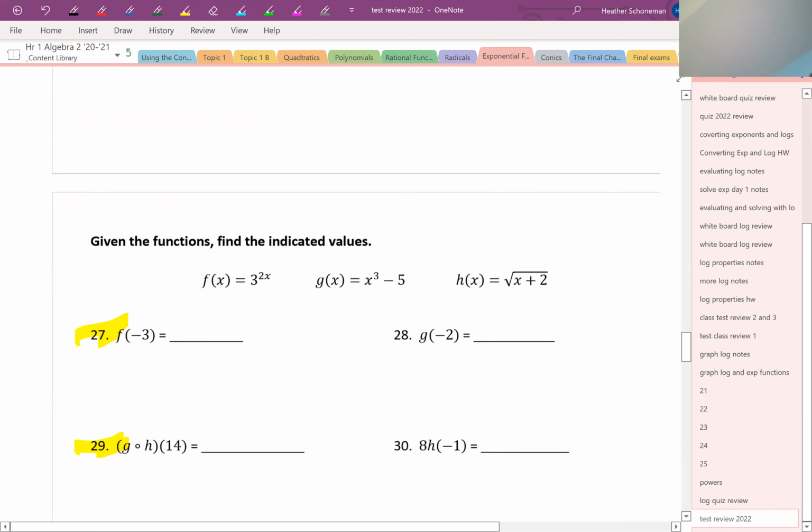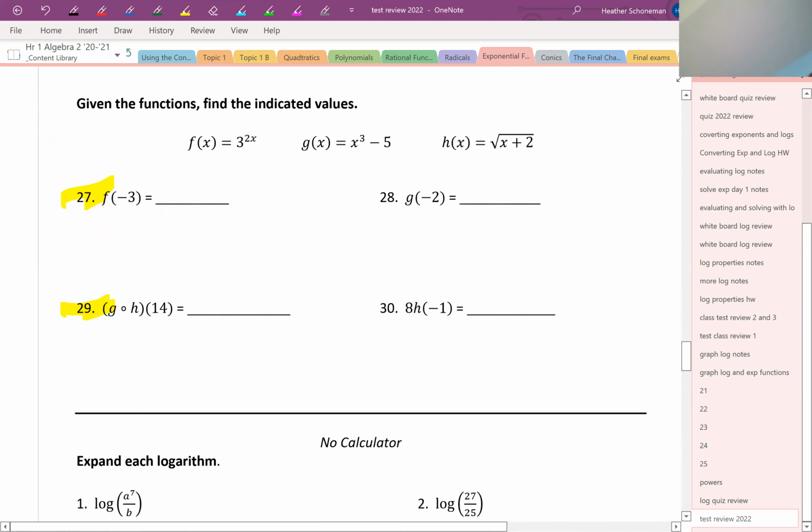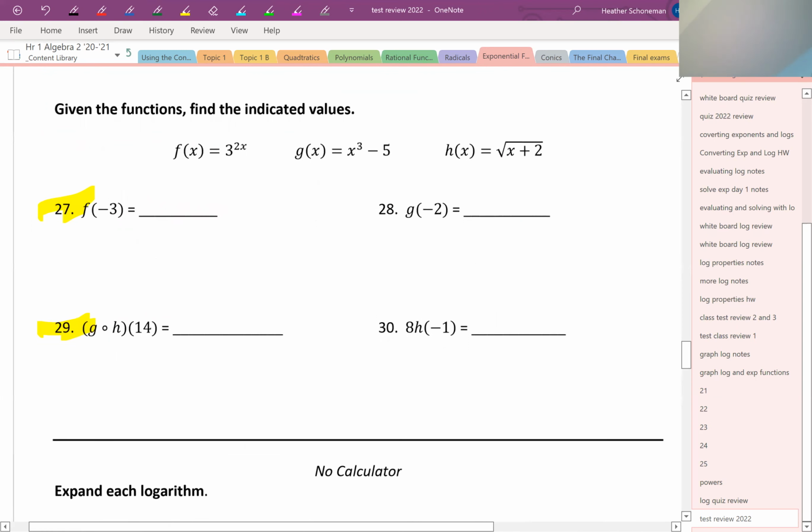All right, the next one, I want to make sure I didn't skip anything, sorry. The next one is about functions. So on this one, you're plugging it in. This one wants f of -3, so we're going to plug it into this one right here. When there's a number in the parentheses, that means you're going to plug it in. If there's no number, then you're not plugging anything in. But this one's got a number.